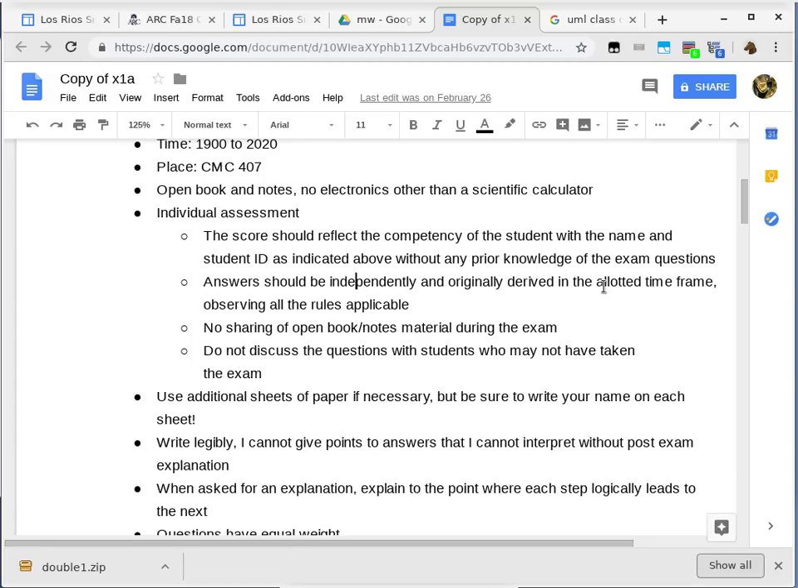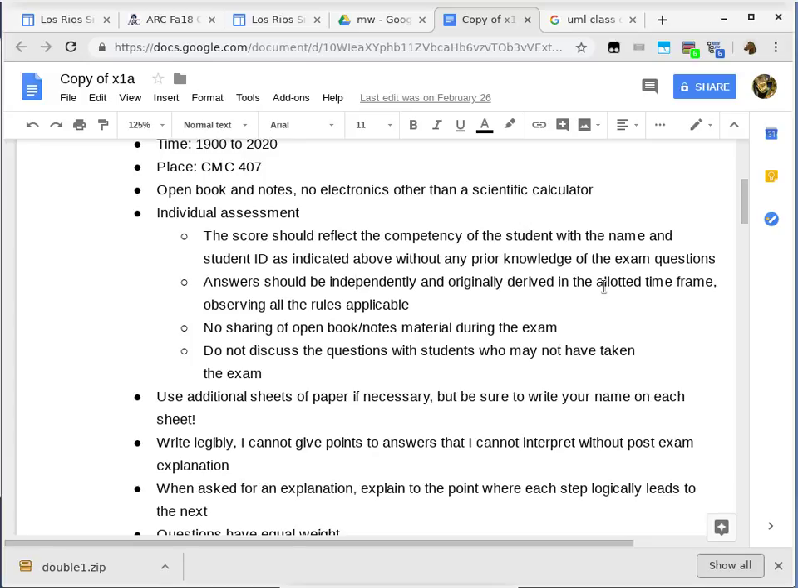I would say about 10 to 20% of the class usually will need attachment of extra paper. It can be because whatever the original answer was, was not valid, so somebody just crosses it out, and then there's no space anymore. But I typically leave space for you to answer the questions on the question sheet itself, as you will see later. Write legibly. I cannot give points to answers that I cannot interpret without a post-exam explanation.